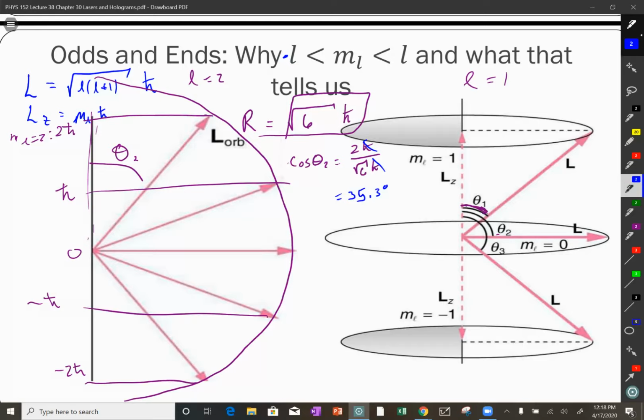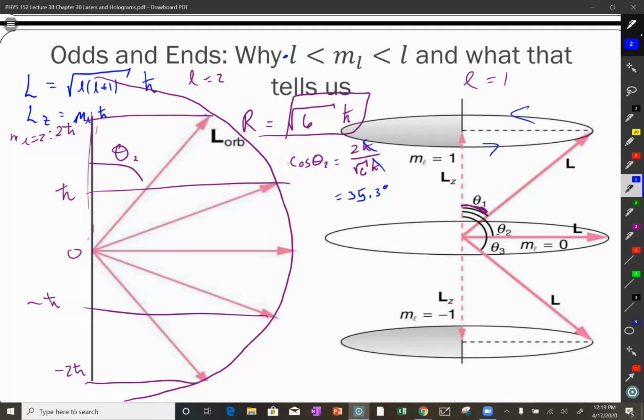If it was bigger than plus or minus l, that is, if m sub l is equal to l plus 1 or m sub l is equal to minus l minus 1, then you don't get an allowed angle. Now, what does this mean then if it doesn't align? We know that for lowest energy, the L sub z should align with the z-axis. It can't. And what actually happens is we set up a precession. We set up a rotation where the angular momentum orbits around, keeping the z component constant, and the x and y components are constantly changing.